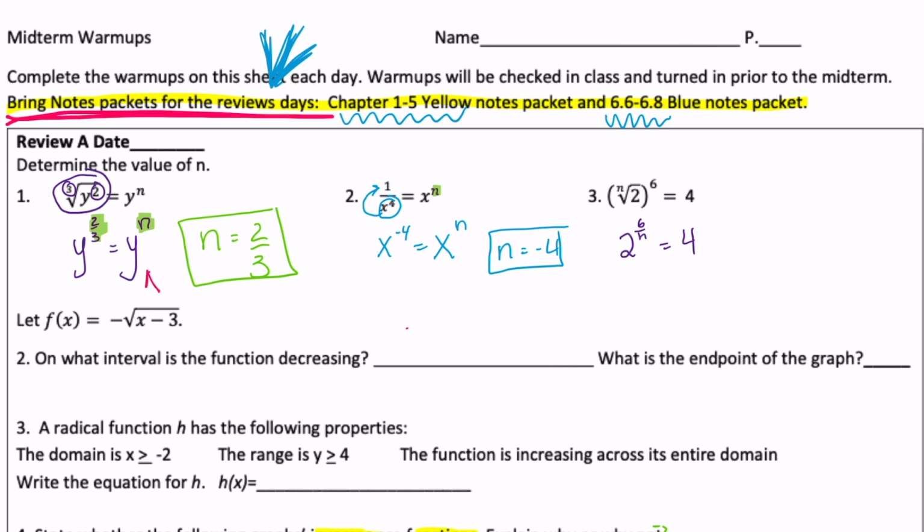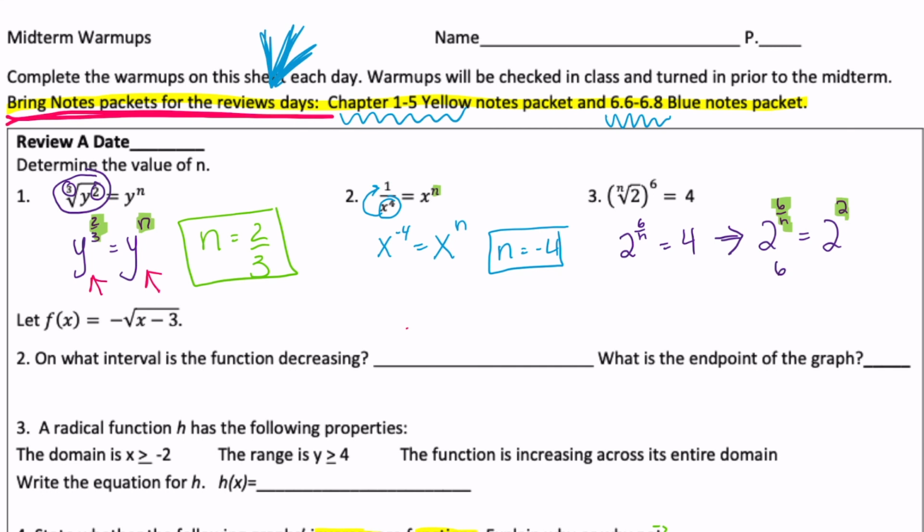Well, over here, I had that same base of y on each side, and that's why I could kind of focus up on my n. Here, I don't have that same base. I have a 2 and a 4. Can I force those to be the same? I know that 4 is really just 2 squared, so let's rewrite this as 2 to the 6 over n equals 2 to the 2nd. Okay, well now at least the bases match up, so I can focus up on those exponents. 6 divided by n equals 2.